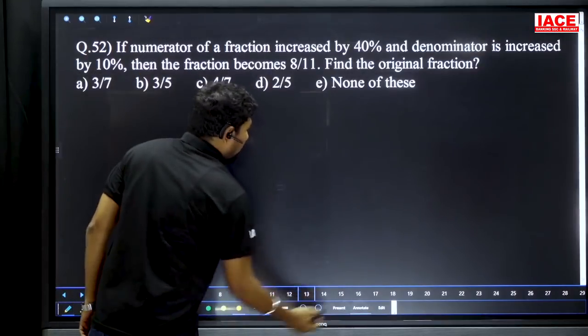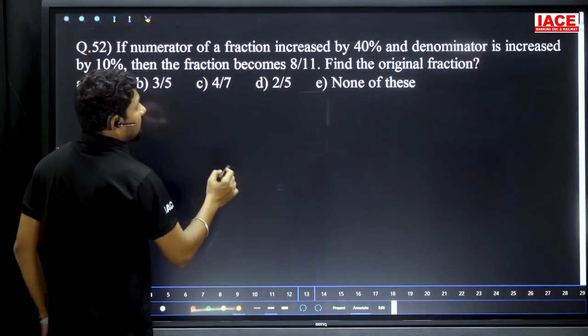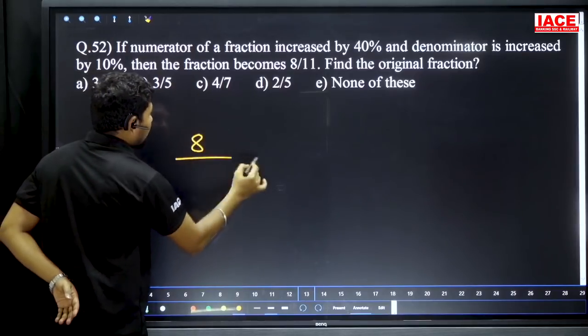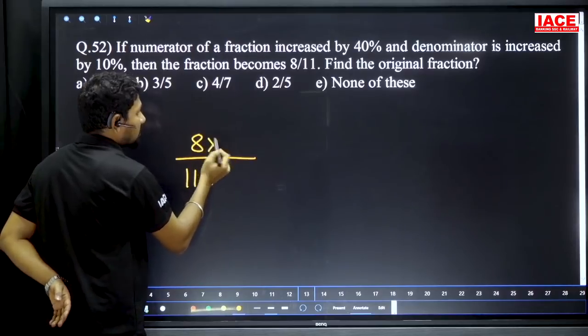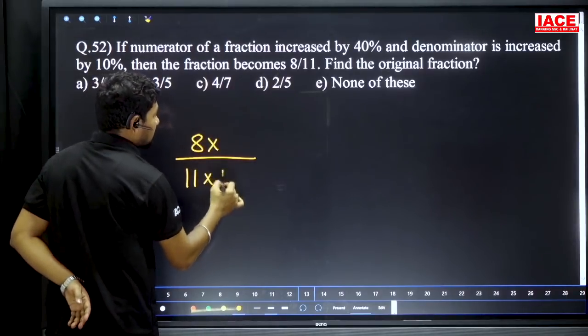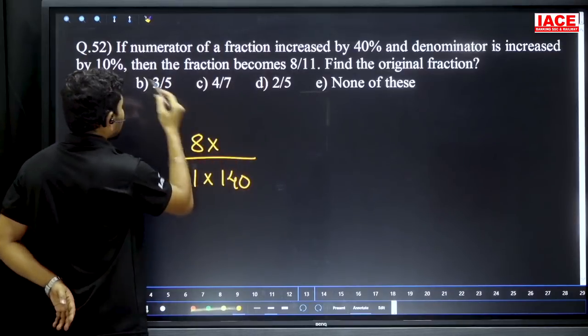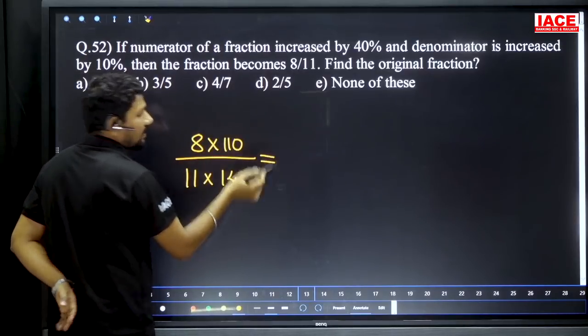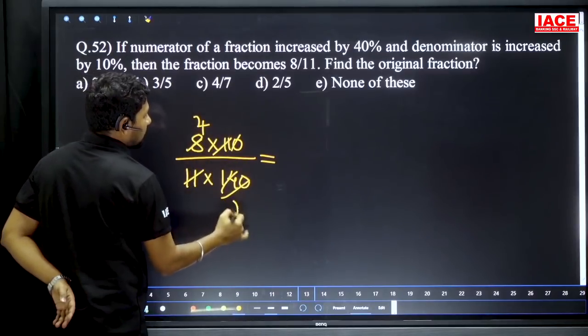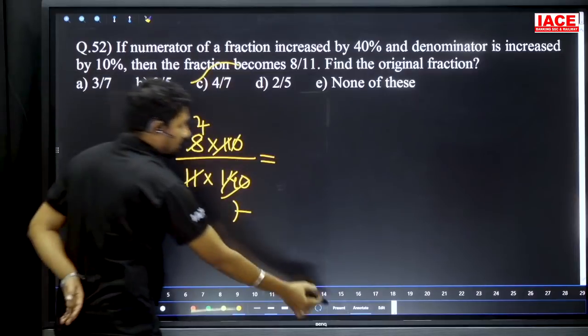Next. If numerator of a fraction is increased by 40% and denominator is increased by 10%, then fraction becomes 8 by 11. From given fraction, how to calculate original fraction? We have to reversely decrease it, you will get an answer. Numerator is increased by 40%, I am writing denominator. Denominator is increased by 10%, I am writing numerator. Zeros cancel and 11 11 cancel. 2 4s and 2 7s. Then original fraction is 4 by 7, option C.